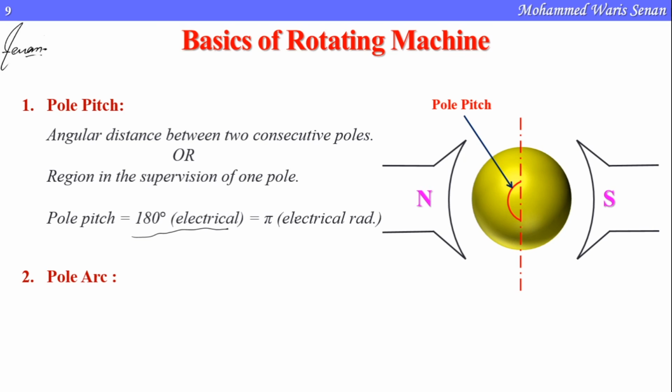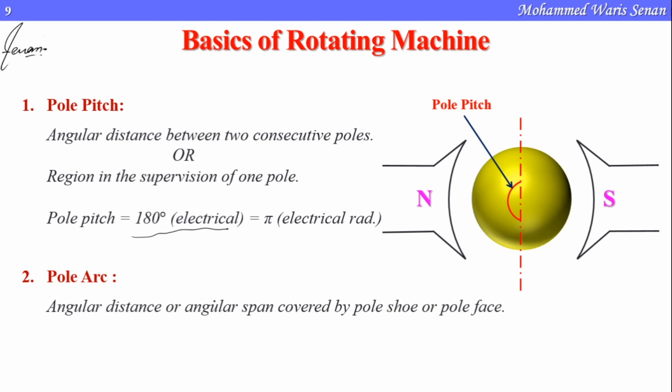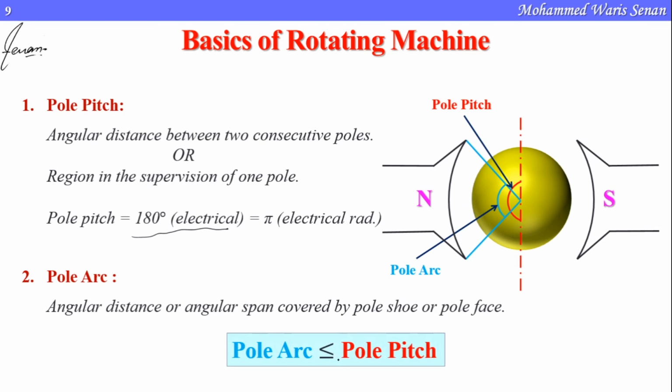Now what is pole arc? It is the angular distance or angular span covered by the pole shoe or pole face. So this is the pole shoe or pole face, and the angular span covered by the pole shoe is this. This is called the pole arc. For all machines, pole arc is generally less than or equal to pole pitch.